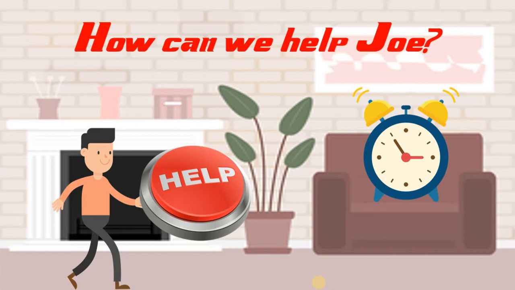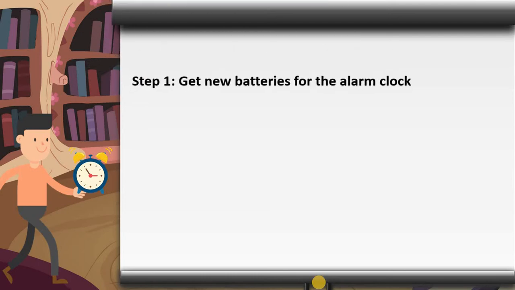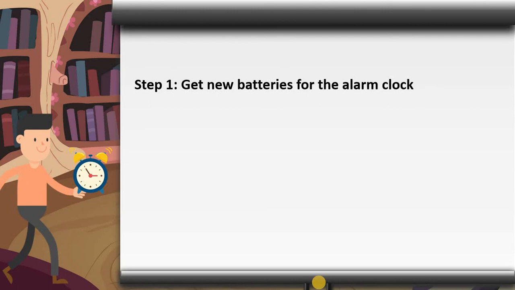First, we had identified that the problem is Joe needs some new batteries because the old ones no longer work. And then from here, Joe wants us to give him some simple steps that he can take in order to solve the problem and get his clock back up and running. So the first step that we would outline is that Joe gets some new batteries for the alarm clock.